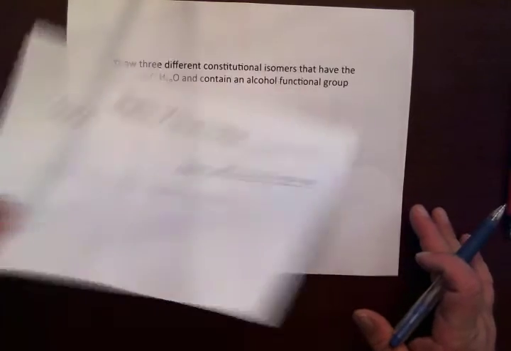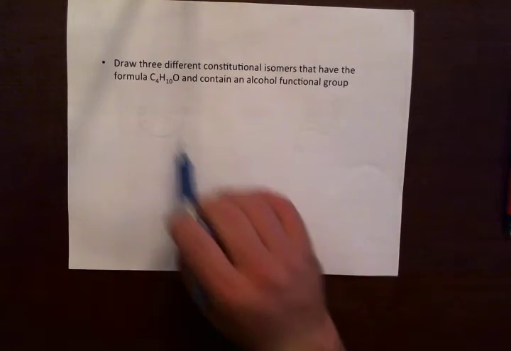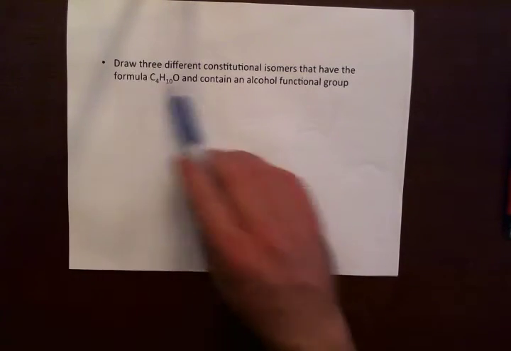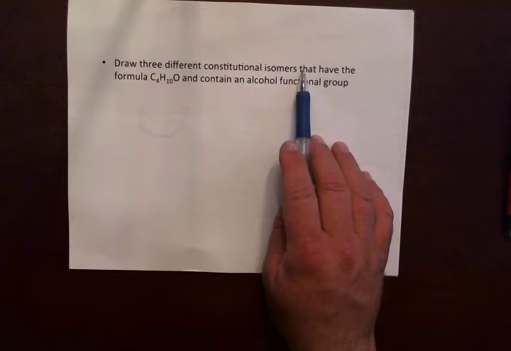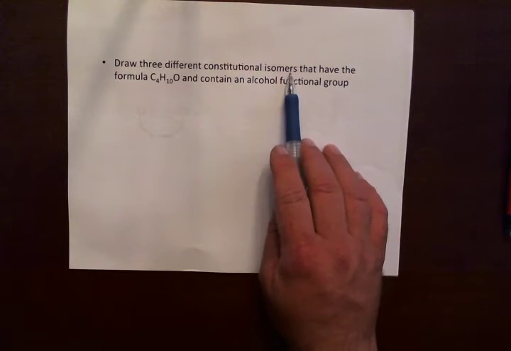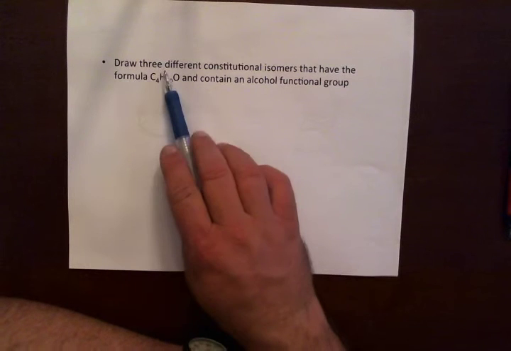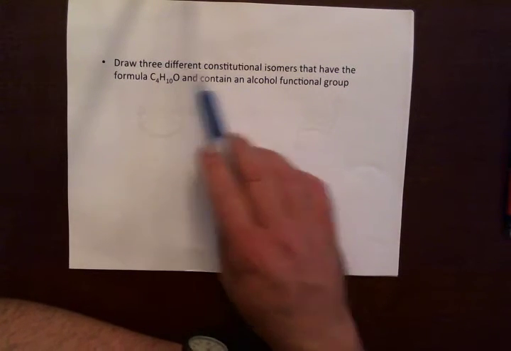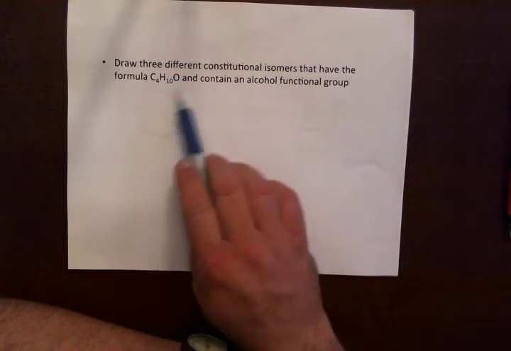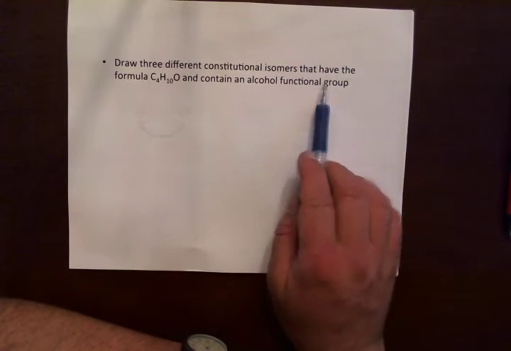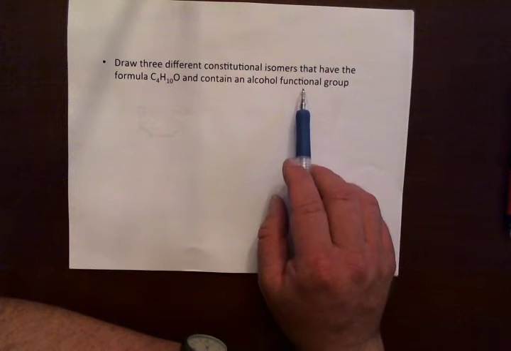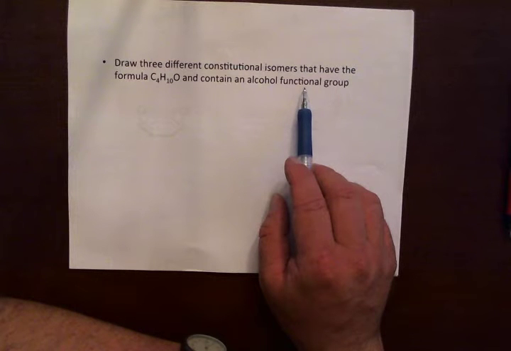I just need to know that number. Okay. So there will be a portion where we draw constitutional isomers. I'm just going to have you draw three different ones that have a formula like this and contain an alcohol group. So you want to review your functional groups.